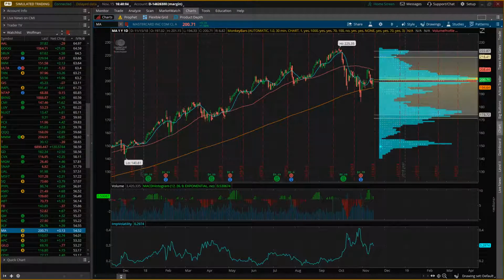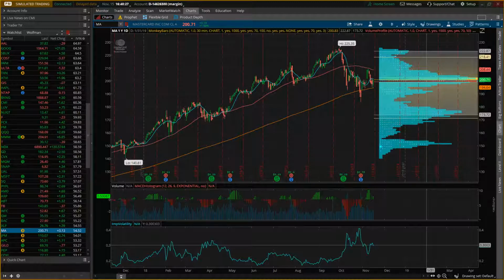Every individual stock has its own volatility coefficient. All right. For instance, this one is looking like it's right around 29. All right. For MasterCard. Now, MasterCard's 29 is going to be low compared to, say, NVIDIA. All right. NVIDIA or Tesla.